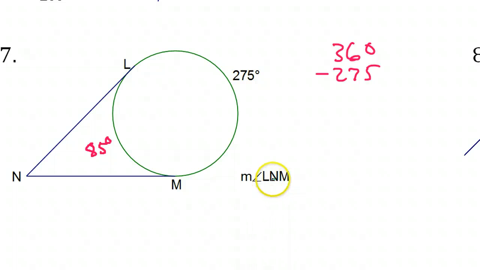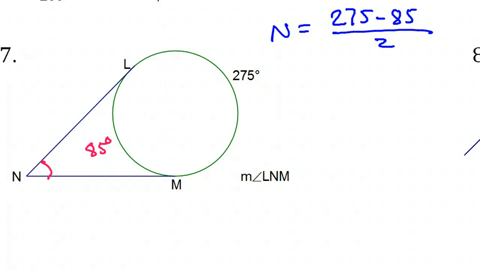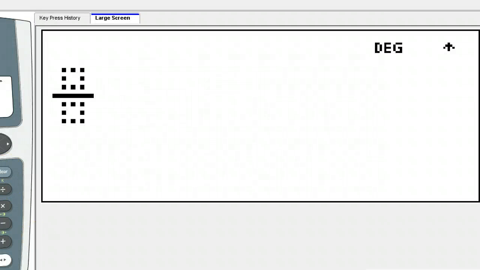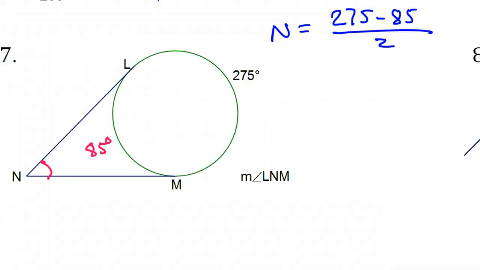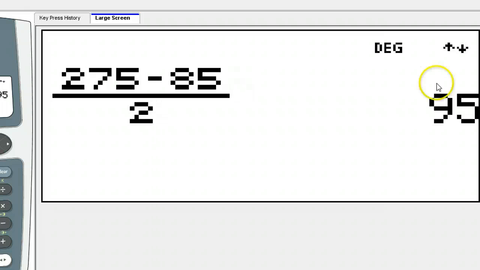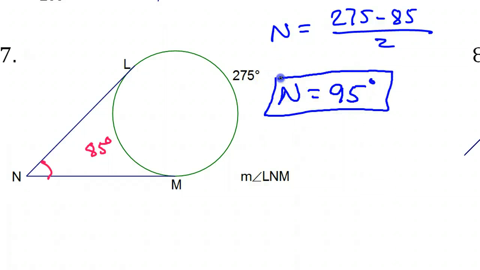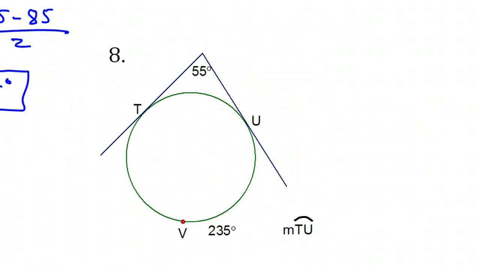Okay, we're supposed to find angle LNM. That's this angle again, so it's just like before. So once again, we'll use the same formula. The angle will equal the big arc minus the small arc divided by 2. That's 95 degrees. All right, that's it for number 7. How about number 8?